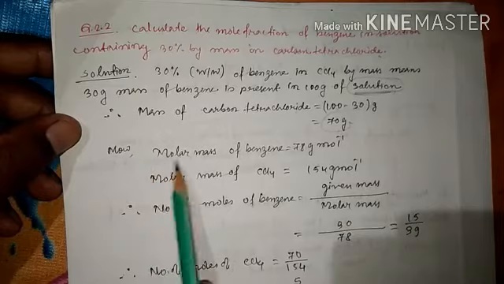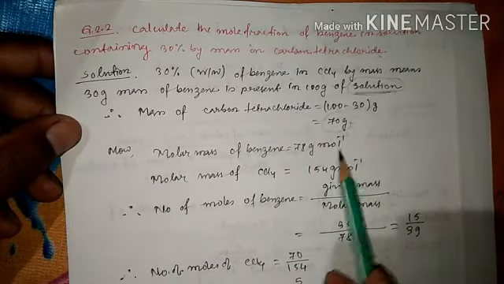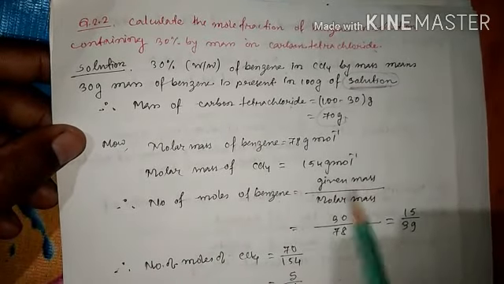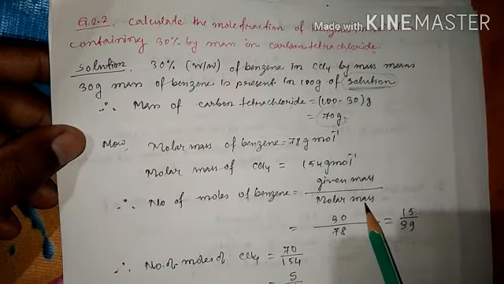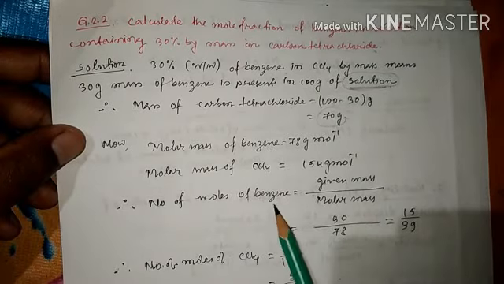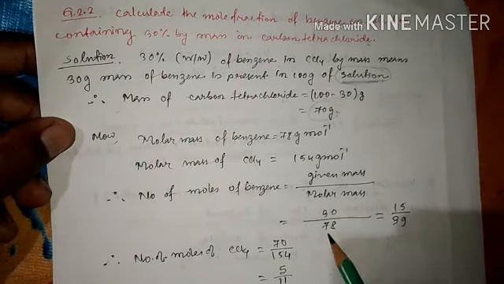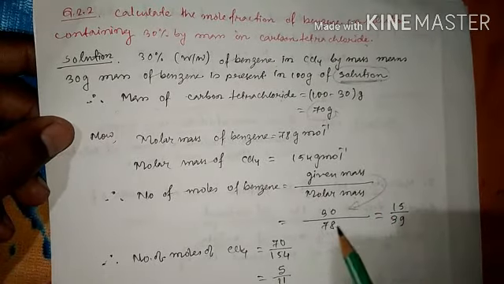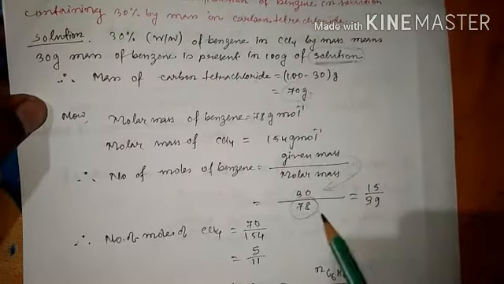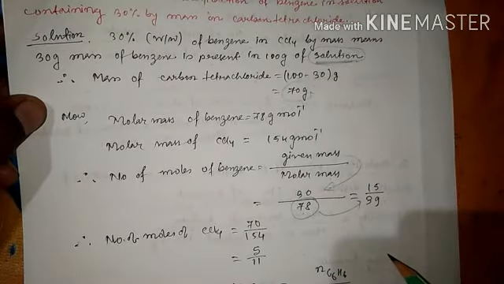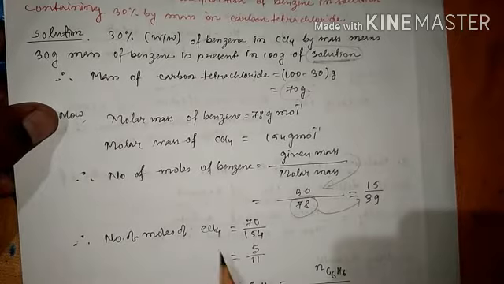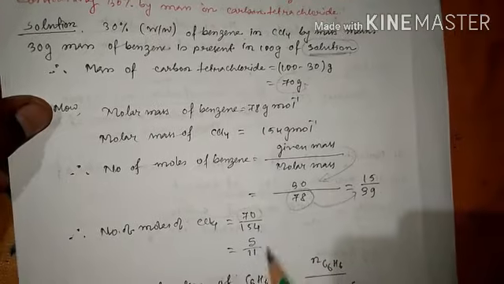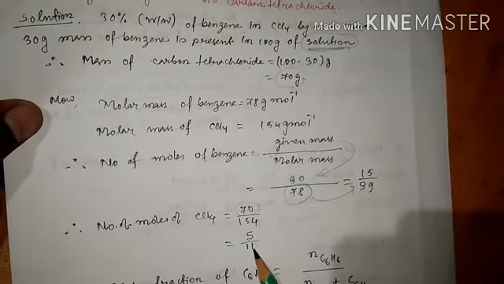See, now the molar mass of benzene is 78 gram per mole. You know the molar mass of carbon tetrachloride is 154 gram per mole. Therefore, the number of moles of benzene is the given mass by the molar mass. How many moles of benzene are given? 30 by 78. This one is the given mass we have taken to make the 30% solution, and this one is the molecular mass of benzene. We will get 5 by 13. Now, the number of moles of carbon tetrachloride, similarly 70 by 154. 70 is the gram of carbon tetrachloride, and 154 is its molar mass. We will get 5 by 11.